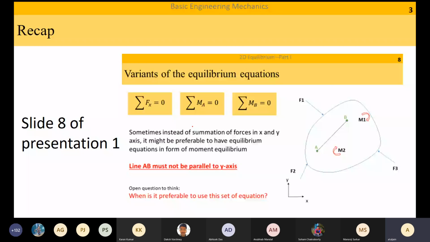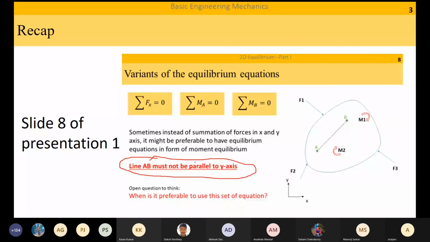Now, there were many questions asking why it is okay to take moment about any 2 points and summation fx is 0. And what is the reason behind this special clause that we have put? Why should line AB be parallel to y-axis? So let us try to prove this.